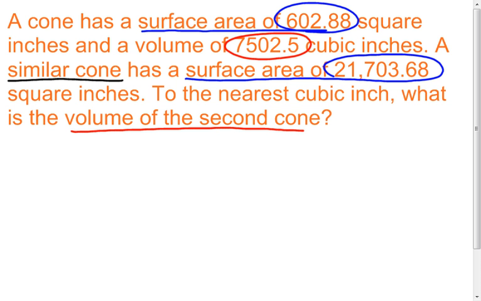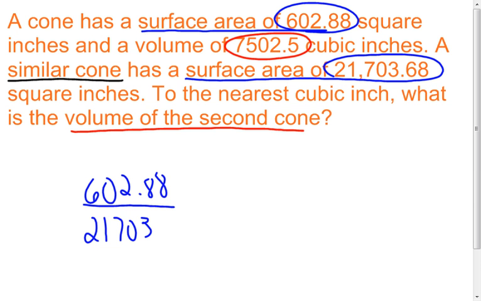Well, I'm going to look at this and say, I have two surface areas and I essentially have these two volumes. Now, granted, I know I don't know this one, but I think I can find it. So I'm going to write my ratio: 602.88 over 21,703.68. Remember, that's a surface area ratio.